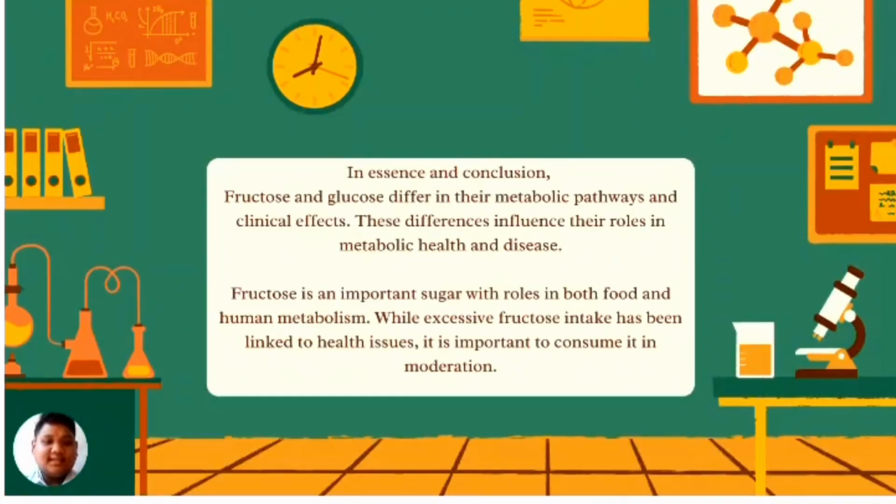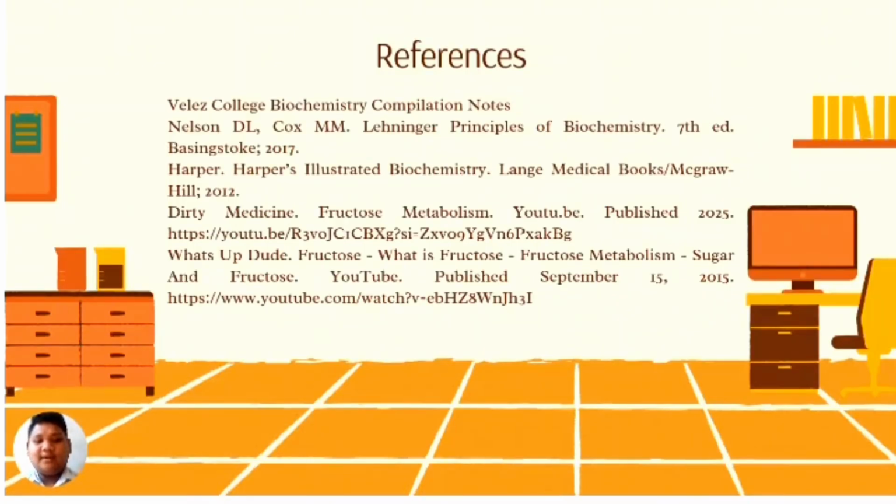In essence, fructose and glucose differ in their metabolic pathways and clinical effects. These differences influence their roles in metabolic health and disease. Fructose is an important sugar with roles found in both food and human metabolism. While excessive fructose intake has been linked to health issues, it is important to consume it in moderation. And that is all for my topic on fructose.